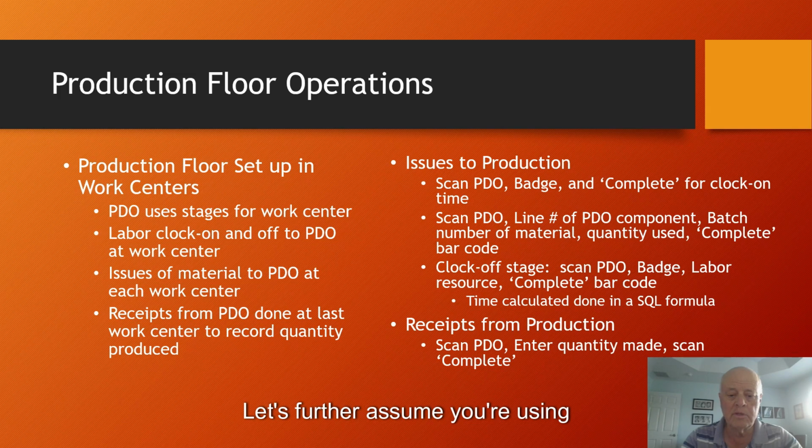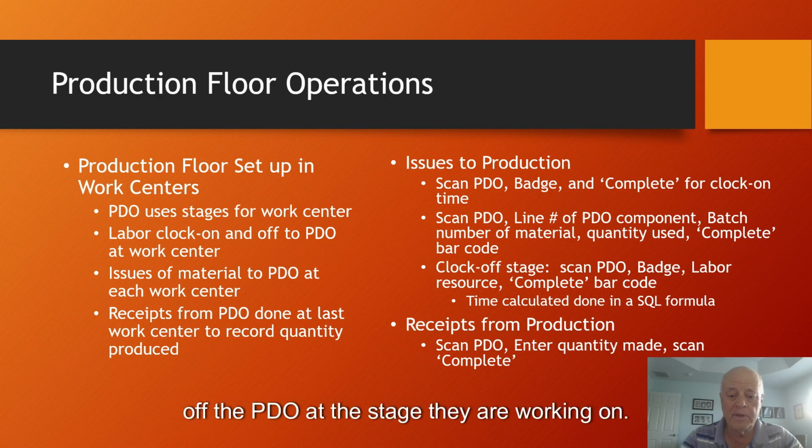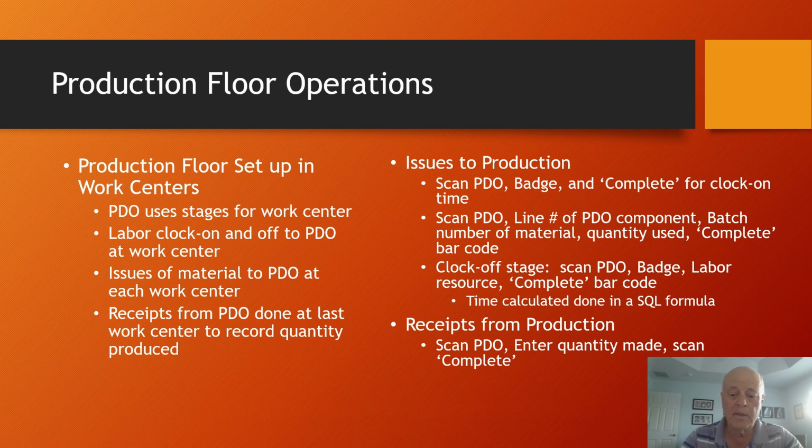Let's further assume you are using SAP Business One resources within the production order to collect labor at each stage in the production. At a workbench, aka a stage in the PDO, the employee uses their barcoded badge to clock on and clock off the PDO at the stage they are working on. They also use inventory within the work center to assemble or process the current stage of work. An SAP Business One issue to production scanned at this work center relieves the on-hand of inventory consumed. This inventory could be batch controlled within SAP Business One, necessitating the capture of the batch number.